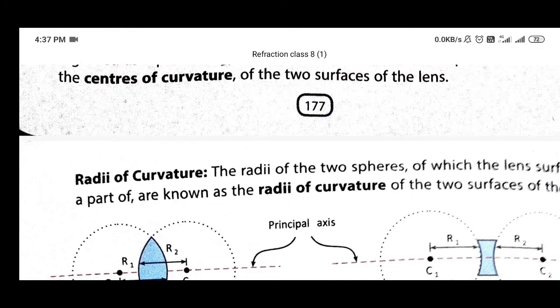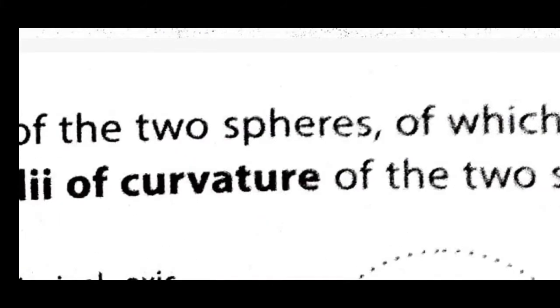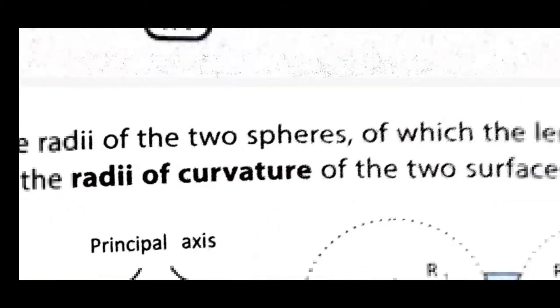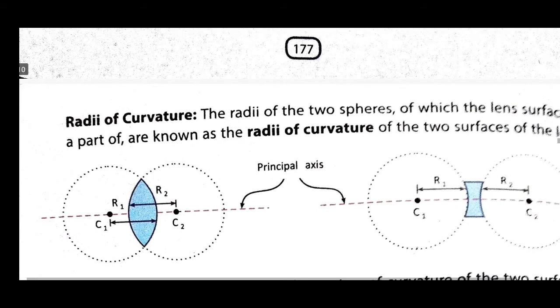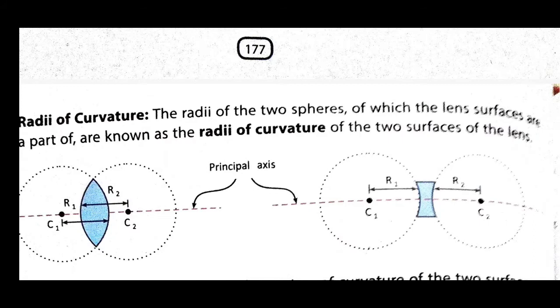The radii of the two spheres of which the lens is made are known as the radii of curvature. As we see here, the lens has two centers of curvature, so naturally we get two radii of curvature, so we call them radii of curvature. Why? Because radii is the plural of radius. Radius is singular, while radii is plural.